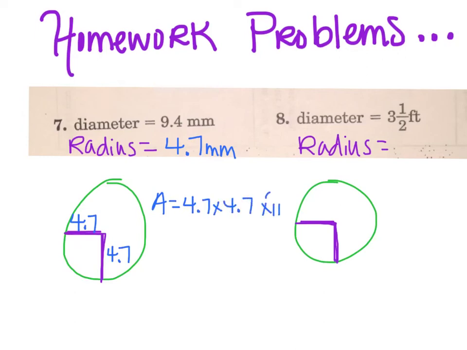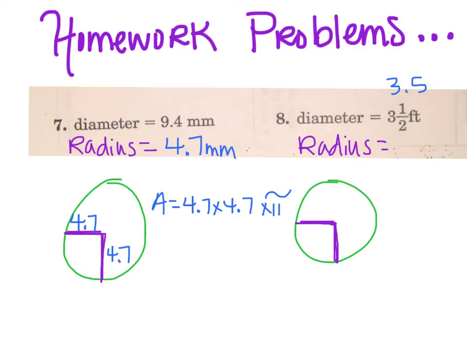And then times pi. I'm not going to work that one out for you. I'm just helping you get it set up. Number 8, same thing. It says the diameter is 3.5 feet. Well, you can make that a decimal if you would like. That would be 3.5.